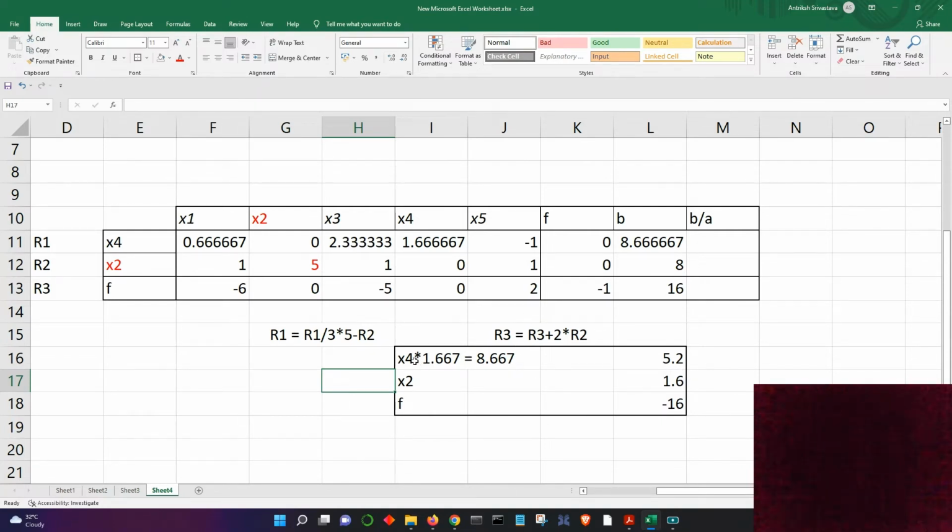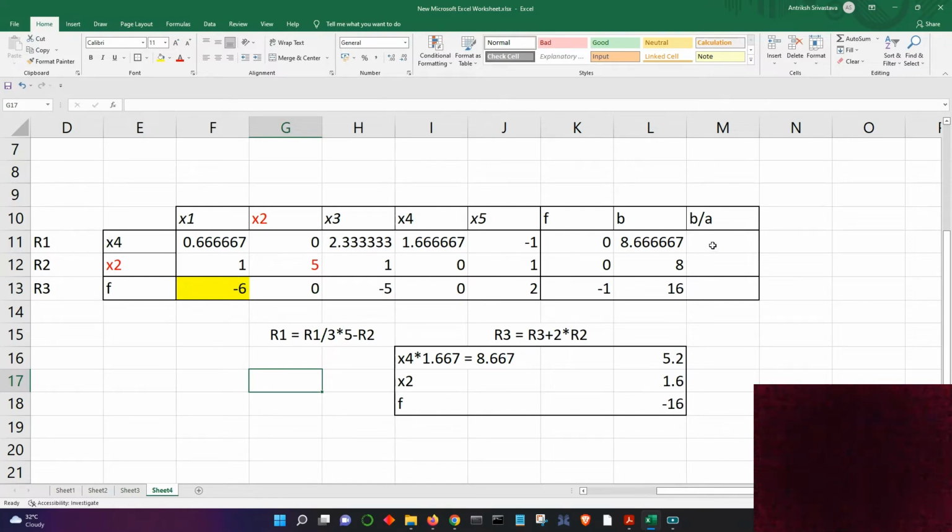It seems feasible because x4 is greater than 0, x2 is greater than 0, and all the other variables are 0. It may be satisfying the constraints. But let's see whether we can improve it or not. Can anyone tell whether we can improve it or not? Which variable should? Look again carefully and tell me. Yes, correct. So x1 is going to come in because it has the minimum negative coefficient.